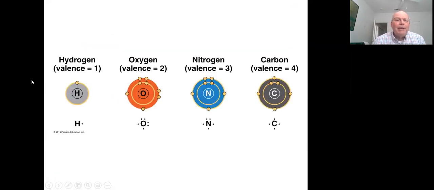So we'll come back and we'll talk about forming covalent bonds with hydrogen, oxygen, nitrogen, and carbon in more detail towards the end of the chapter when we start looking at these in combination. But just remember that all of these atoms, which represent the big four as far as biology is concerned, all of them form covalent bonds.